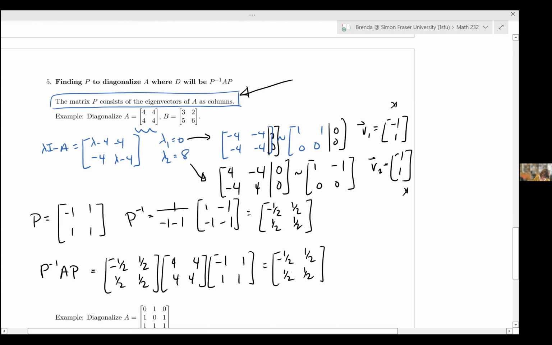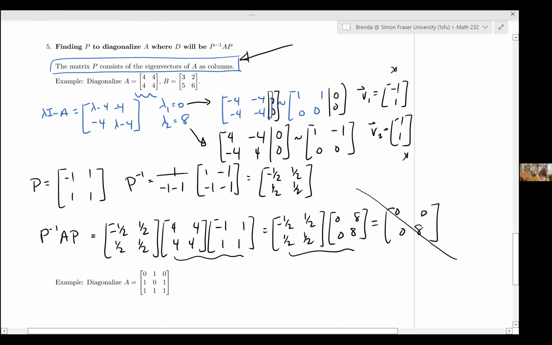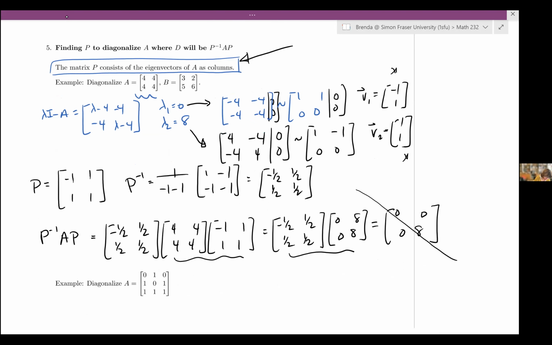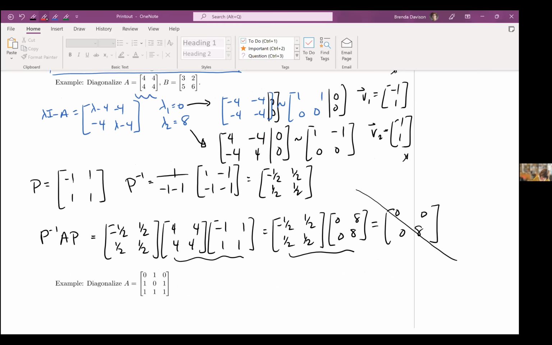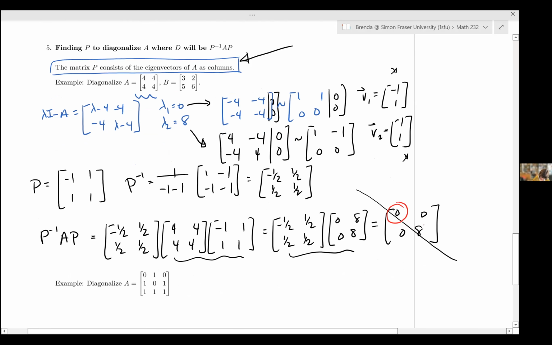So I leave the first matrix. I'm going to multiply these two, and I'm going to get this thing here, 0, 8, 0, 8. And then I can do the multiplication of these two, and I get 0, 0, 0, 8. It's a diagonal matrix. There are only non-zero entries on the diagonal. And further, let's check this out. This entry and this entry are the eigenvalues.